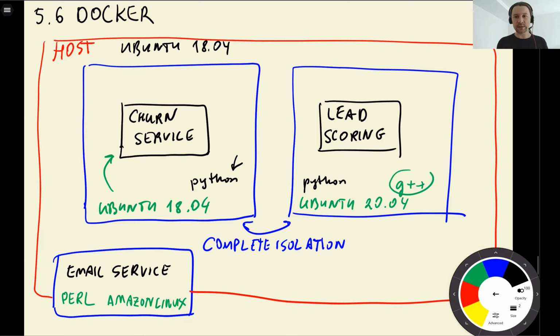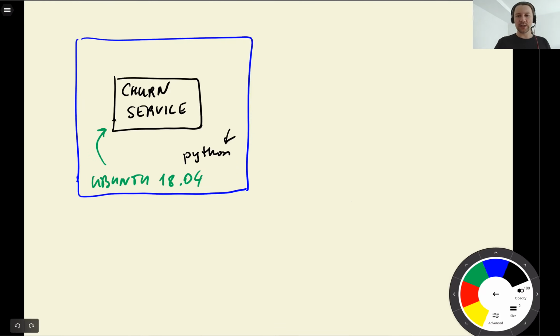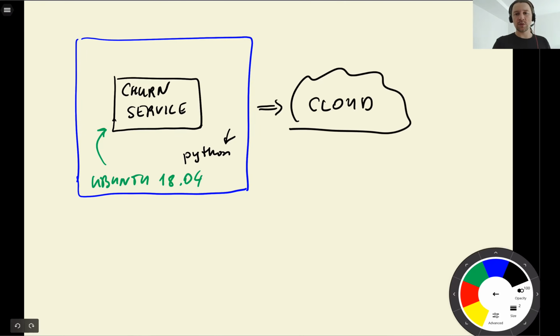So let's say this is our host. What we can do is take our service, like our churn service, and easily deploy it to the cloud. Just take it as is. We put everything that is needed inside this Docker container, and we just put this in the cloud. The container already contains everything we need. So that's why it's easy for us to just go ahead and deploy things.